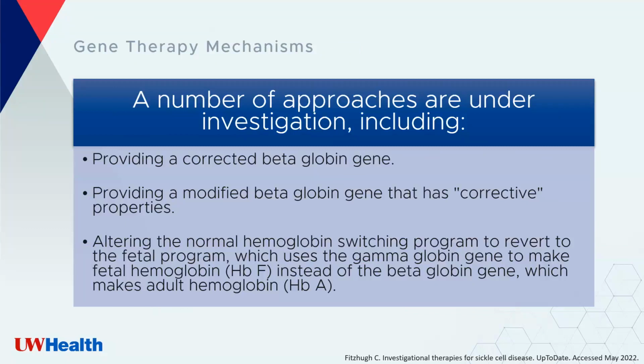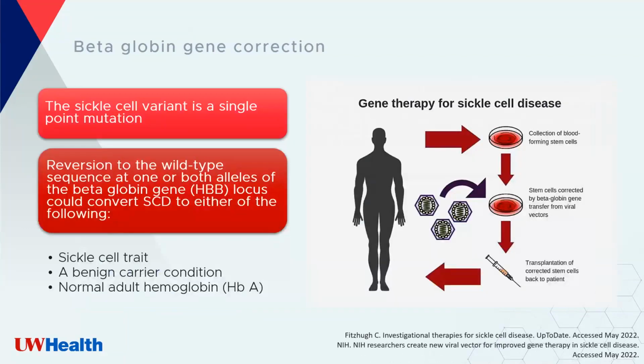hematopoietic stem cell transplant. So, in regards to gene therapy mechanisms, it's generally one of these three: providing a corrected beta globin gene, providing a modified beta globin gene that has corrective properties, and promoting the upregulation of hemoglobin F. In reference to beta globin gene correction, the reversion to the wild type sequence at one or both alleles of the beta globin gene locus could convert sickle cell disease to either of the following: a sickle cell trait, a benign carrier condition, or a normal adult hemoglobin A.